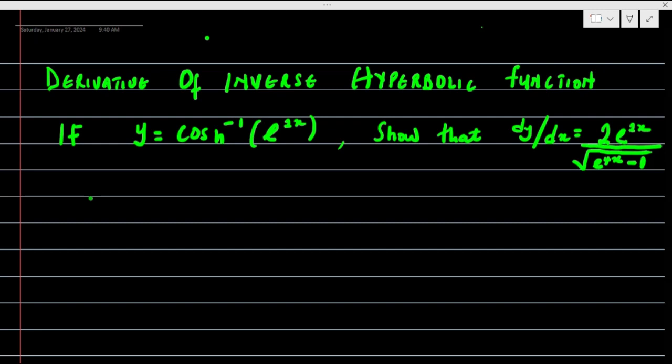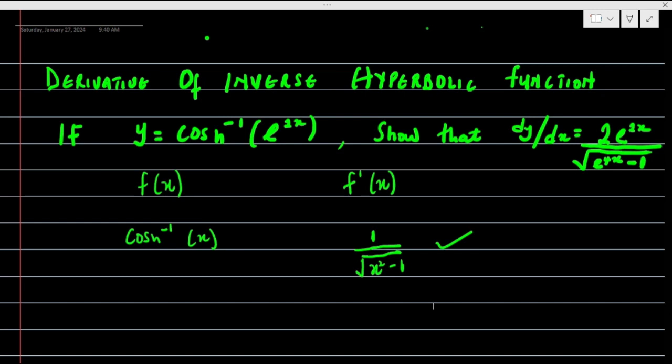So if I have my f of x, we have it as cosh inverse of x. My f prime, which is the derivative, f prime of x will be 1 over the square root of x squared minus 1. We need to know this, right? This is the derivative. We need to know that.